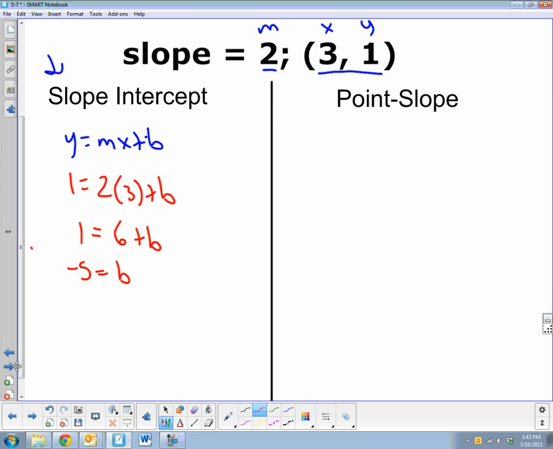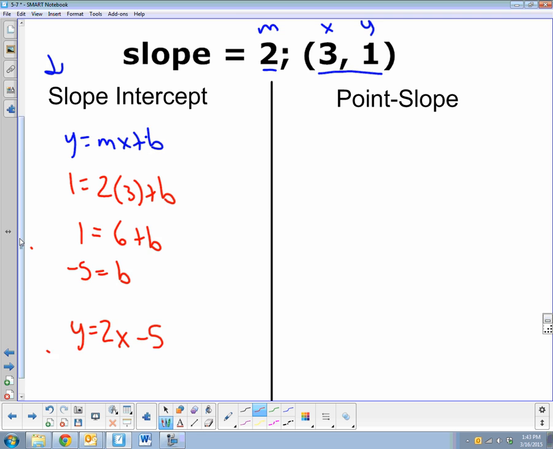But we have to write it in slope-intercept form. So we write y equals the slope x plus the y-intercept. Y equals 2x minus 5. And that's how we use the slope-intercept form. You can pause and rewind and watch that slower if you need to. But that's how we use the slope-intercept form to get our equation, y equals 2x minus 5.